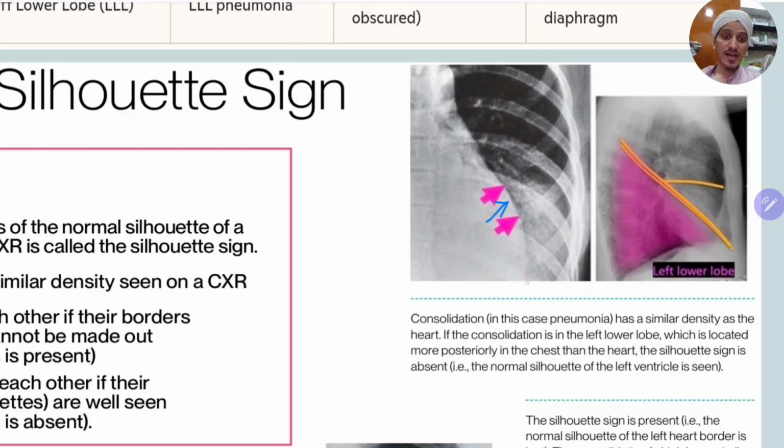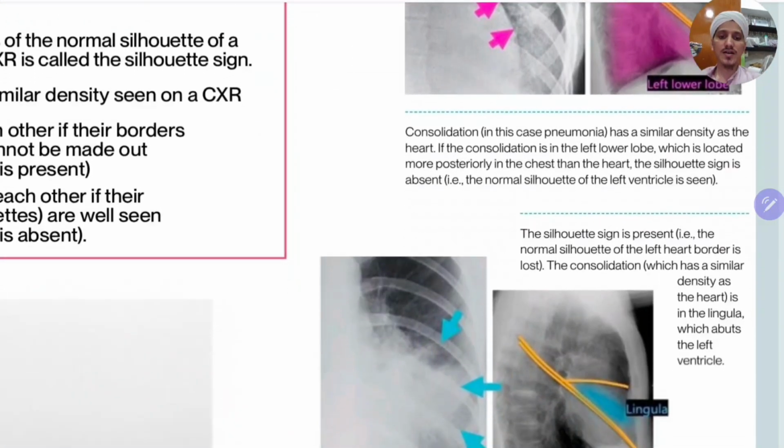Here the silhouette sign will be present with respect to the diaphragm, but in this image he has not shown the diaphragm, so we can't see. But we can make out the heart border very nicely. So it is lower lobe consolidation or collapse. But in collapse you will have mediastinal shift and pulling up of the diaphragm. In consolidation you will not have those things. That's how you differentiate between consolidation and collapse, and effusion also. We will see in coming images.